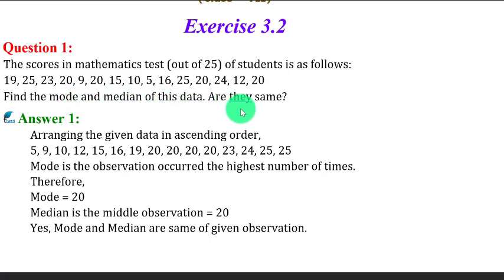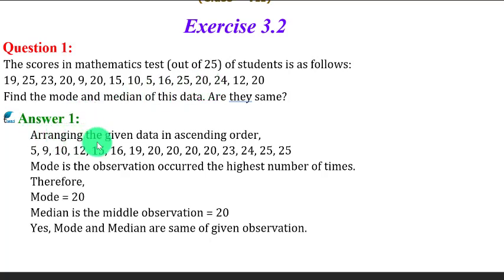Are they same? So we have to find, with the help of this given data, the mode and median. After getting the mode and median, we have to compare them with each other, and after comparing, say whether both are the same or not. So we are arranging the given data in ascending order. Ascending means from small number to big number.